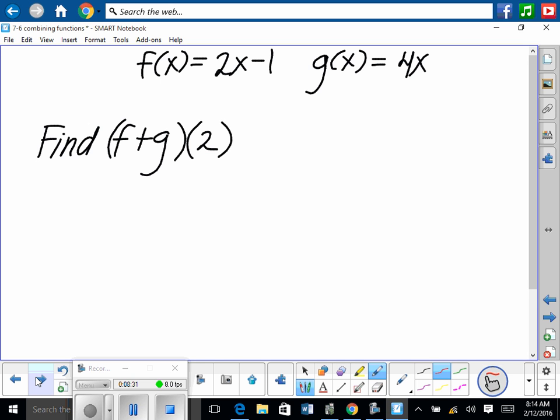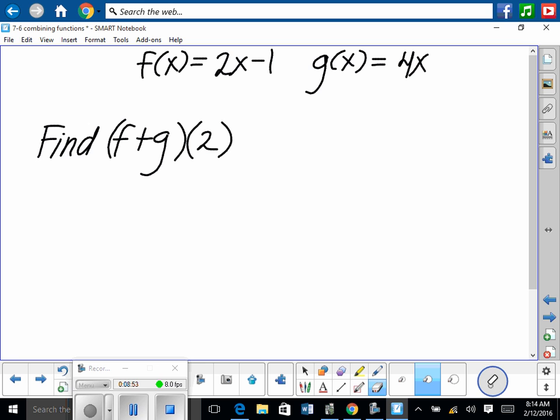Now, you are going to see stuff like this. So given two functions, find f plus g of 2. So notice instead of an x, there's a 2 there. Does everybody see that? There's a couple different ways you can do this. Personally, I think the easiest is to find f plus g of x, then plug in 2. Because if we have like, what's my function at 1? Don't you just plug 1 into the function wherever there's an x? Well, let's just forget the 2 for a second.